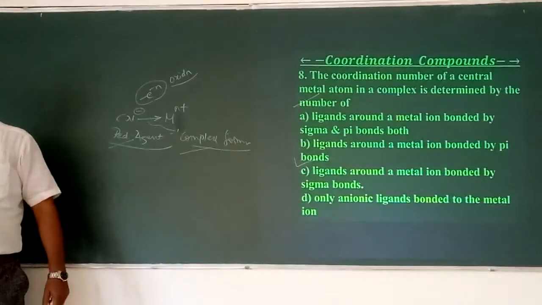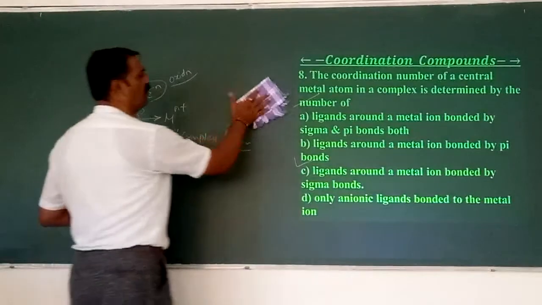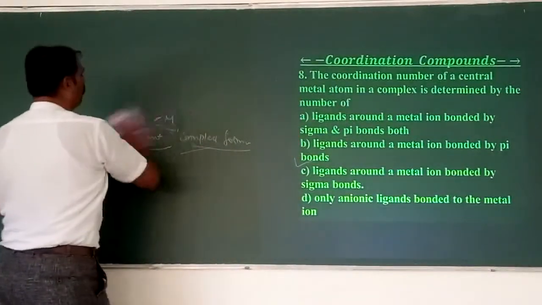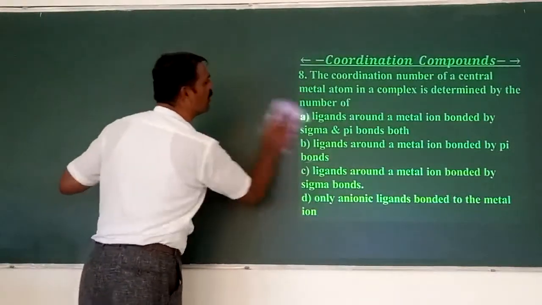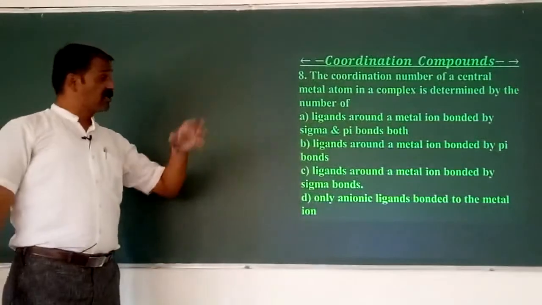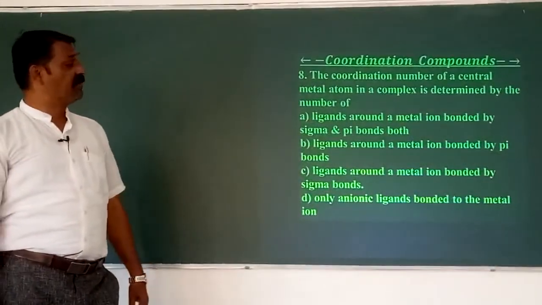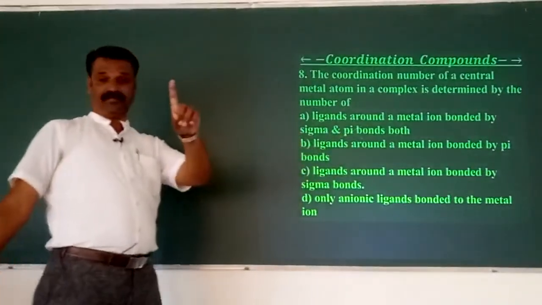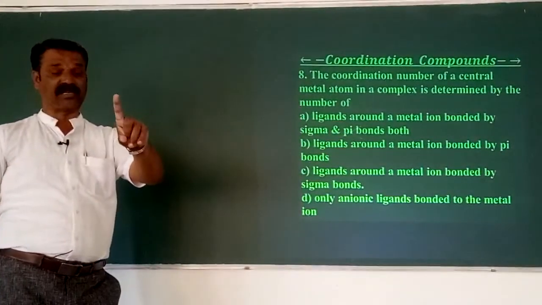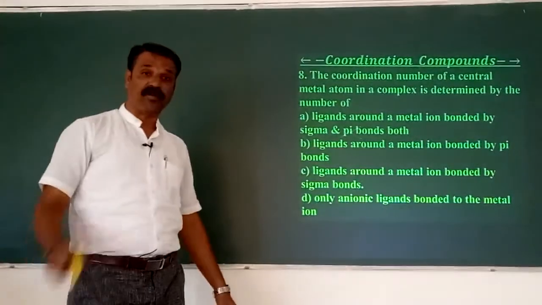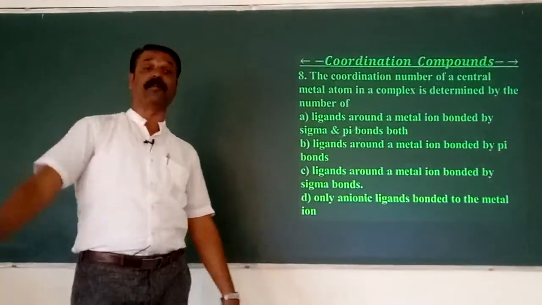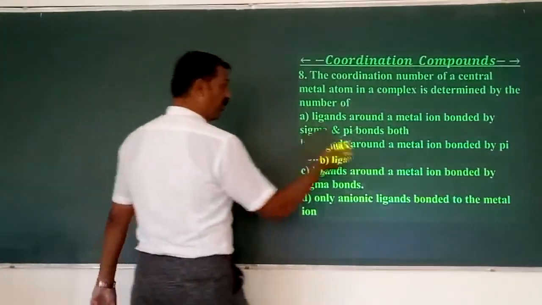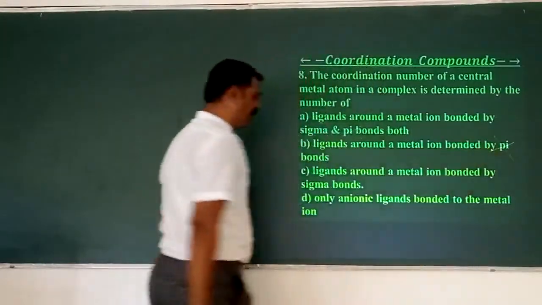Let's have the 8th now. The coordination number of a central metal ion in a complex is determined by, and that's very simple, the definition of coordination number. It is the number of ligands around the central metal ion bonded by both sigma and pi bonds. Now pi bond is not correct here because a coordinate bond is a special bond in which a shared electron pair is contributed by one of the atoms, therefore it is not involved in a pi bond. So this option is also not correct.